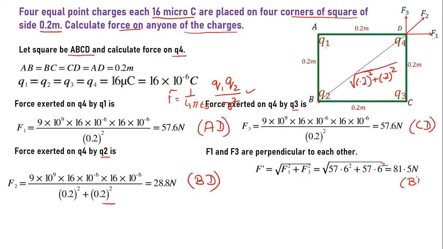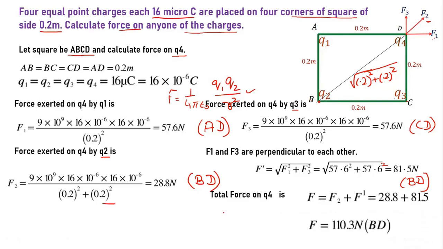Now mind it, here the direction will be along B to D. Along B to D already one force F2 is present, and now another force will be superimposed on F2, which is the resultant of F1 and F3, that is this F dash force will be superimposed on F2. Then only we will get the net force on Q4. That means what will be our next step? Total force on Q4. Now this will be the final part of our answer.